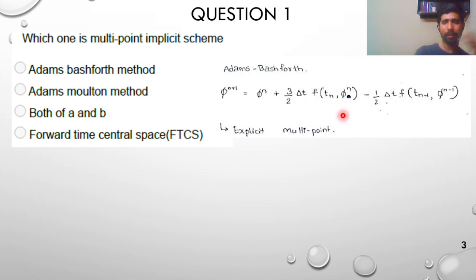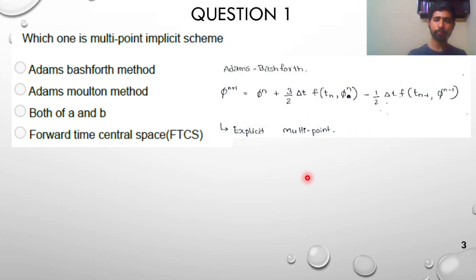F is nothing but those terms, u into dou u by dou x. You calculate them at n and at n minus 1, and through that you calculate the value at n plus 1. So you can clearly see that it is not implicit because I have never taken n plus 1 on the right hand side. So this is purely explicit. Now why is it multi-point? Because it takes the advection values at two time steps, n and n minus 1. That is why it is called multi-point. Understood? So this is explicit plus multi-point.